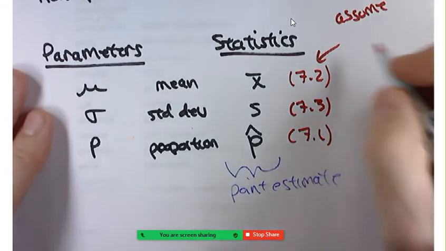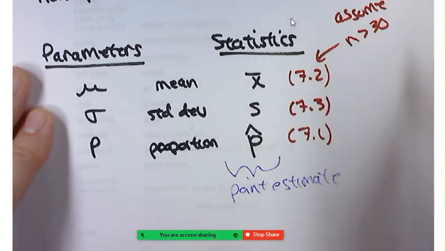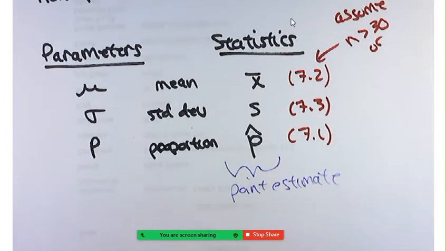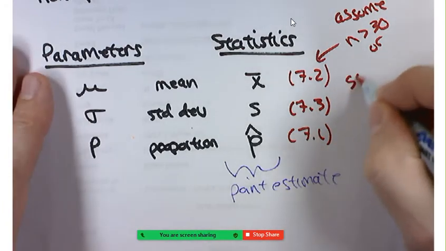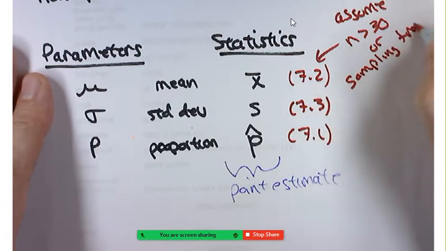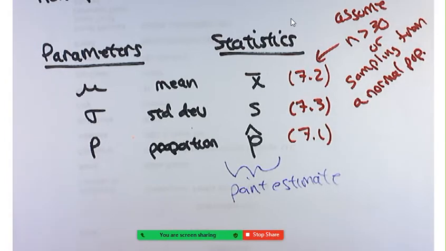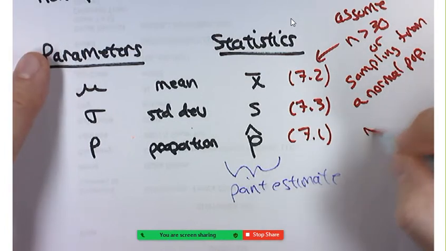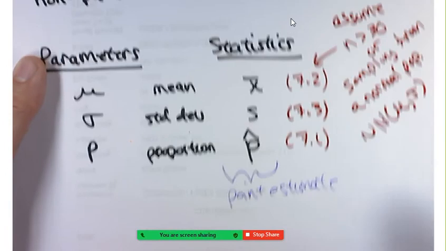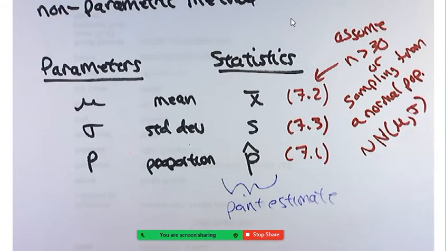So you had to assume that you had a large sample size, that is greater than 30, or that you're sampling from a normal population. Now, if you're sampling from a normal population, that means that population has some mean and standard deviation. So it's distributed normally with a mean of mu and a standard deviation of sigma. In other words, it depends on parameters. It depends on certain assumptions. And it'd be nice if we didn't have to always make those assumptions. So that's why we use what are called non-parametric methods, because they don't require these assumptions. And it's a different way to try and get the same information.